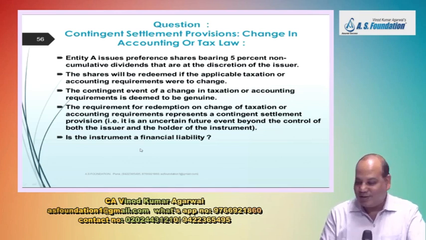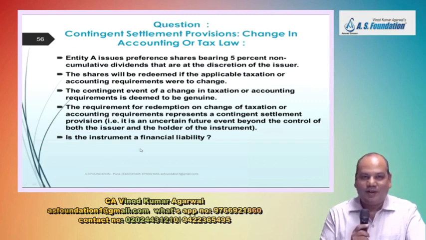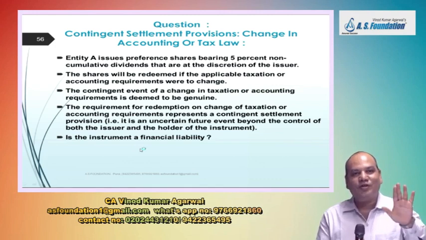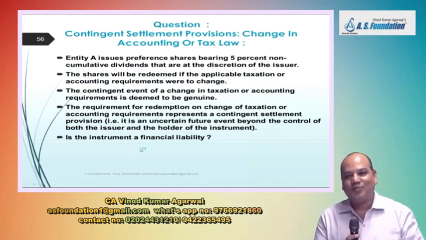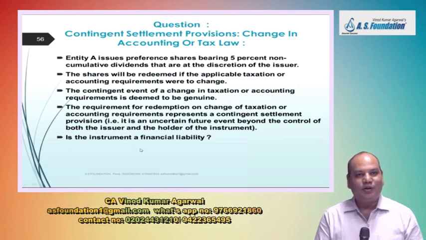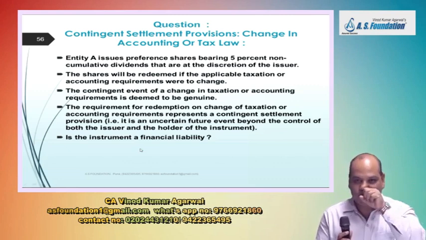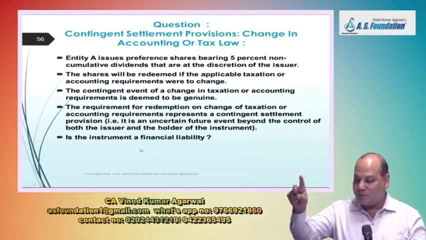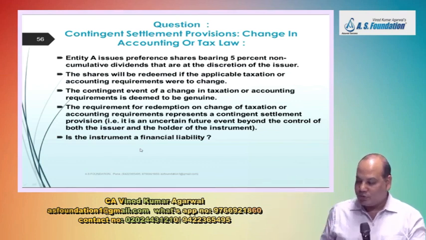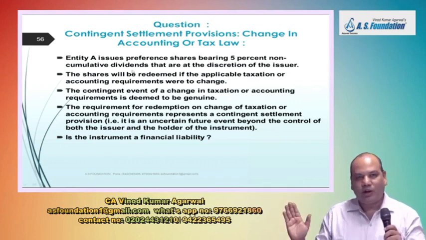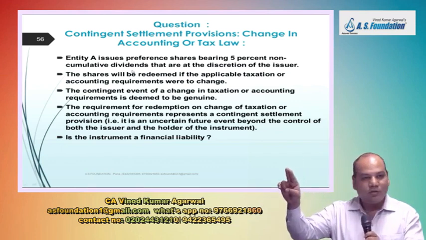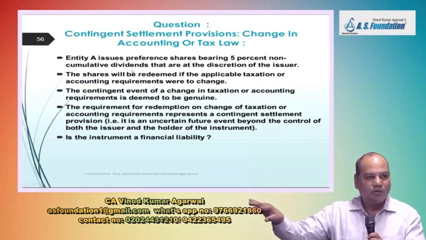So how many of you think that it is a financial liability? Okay, three options are there in this question: financial liability, equity, compound instrument. Compound instrument means some portion of it is liability and some portion of it is equity. So there are two parts in this. One is your dividend and one is redemption. So first talk about dividend. Look at dividend, first line only at the top. Is dividend discretionary? Dividend is equity.